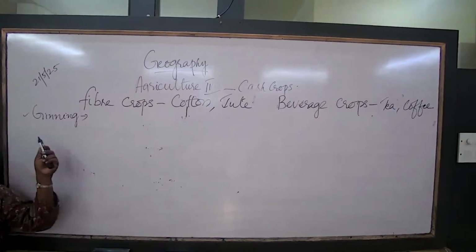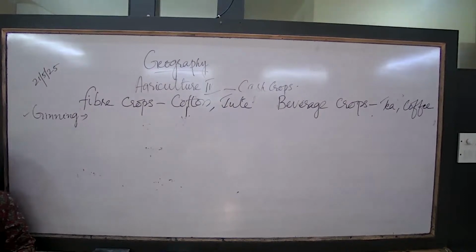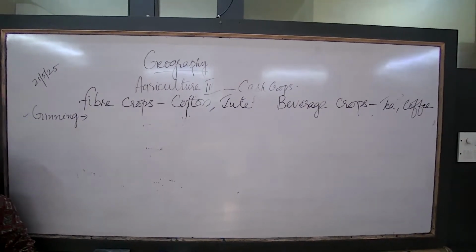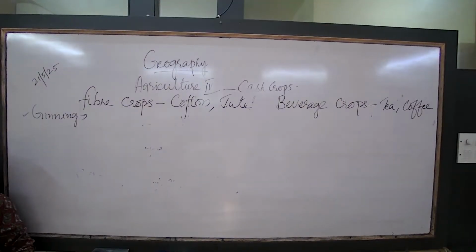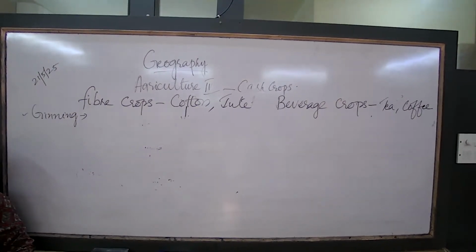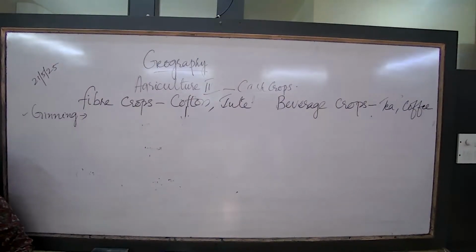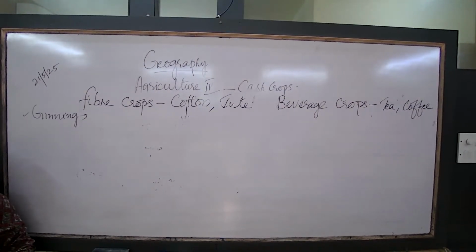Got it? Ginning. Then what happens? The seeds will be sent to the factories for extracting oil. And that oil, cotton seed oil, is not an edible oil. It is used for other purposes. It's not used for cooking purposes. Okay?